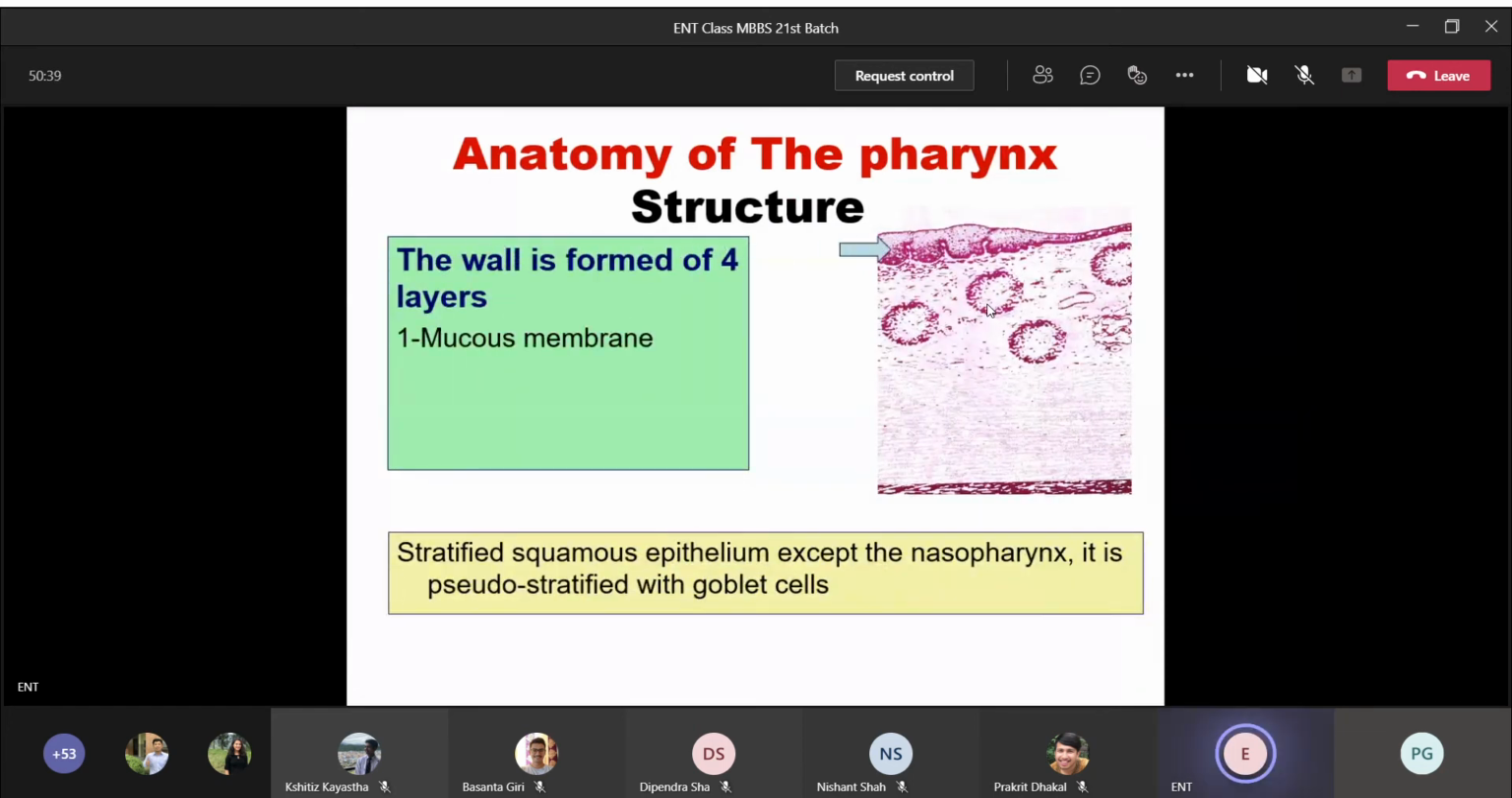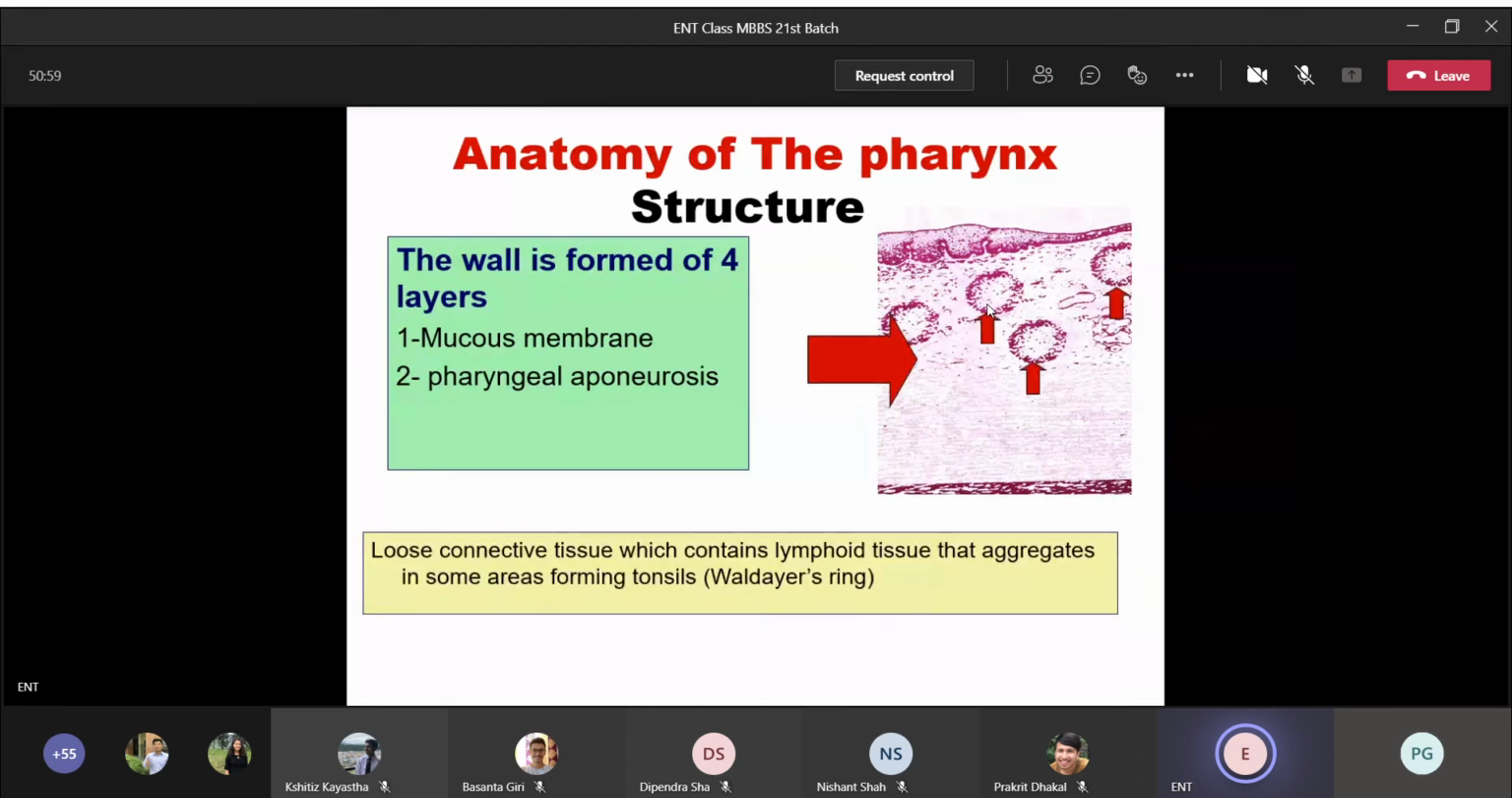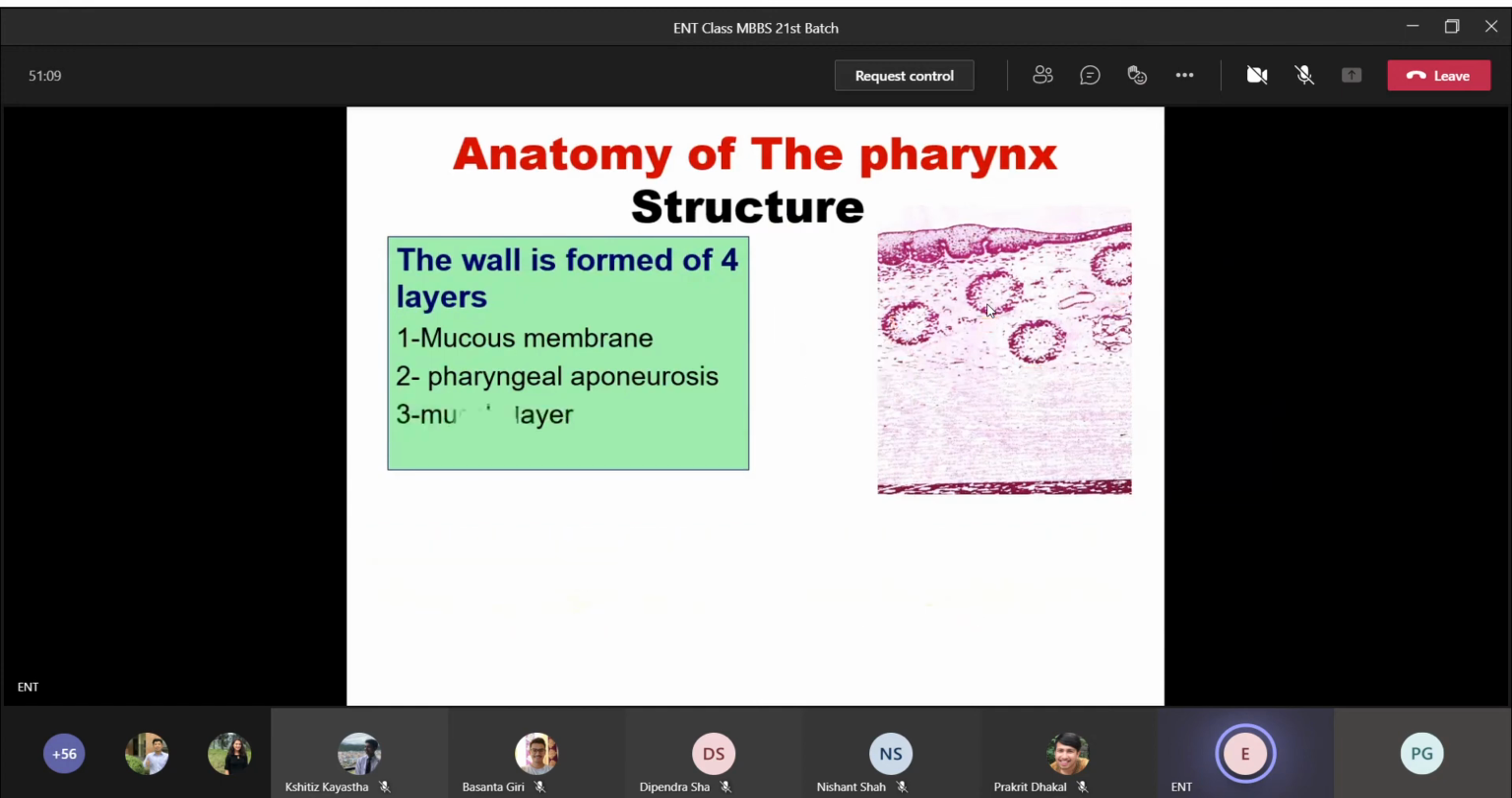Now the histology: the pharyngeal wall is formed by 4 layers. One is mucous membrane, which is lined by stratified squamous epithelium, except the nasopharynx. The nasopharynx is lined by pseudo-stratified epithelium with goblet cells. And second is the pharyngeal aponeurosis. This consists of loose connective tissue which contains lymphoid tissue that aggregates in some areas, forming tonsils or Waldeyer's ring. Third is the muscle layer.